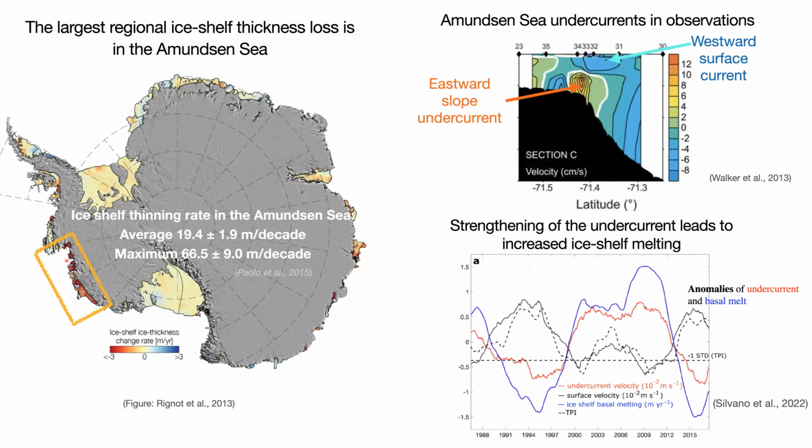Using an ocean model, Silvano et al. 2022 have suggested that the melt rates of Amundsen Sea ice shelves co-vary with the undercurrent strengths. In spite of the importance in driving basal melt, the mechanism of undercurrent formation is still unknown.